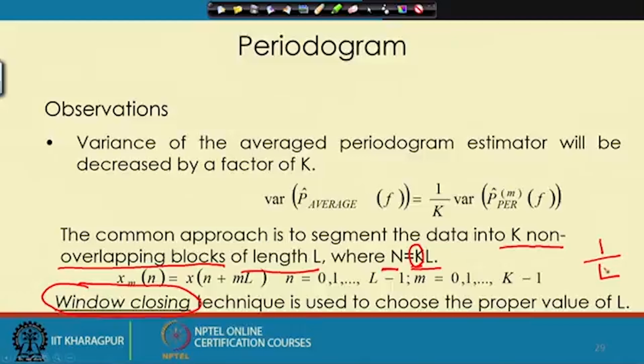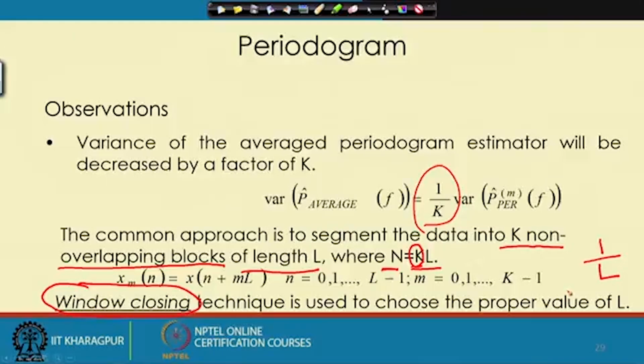Again, to increase L, if we reduce k, what will happen? Frequency domain resolution will increase, but the variance also will increase in the frequency domain, because the variance is proportional to 1 by k. So, we are in a dilemma.